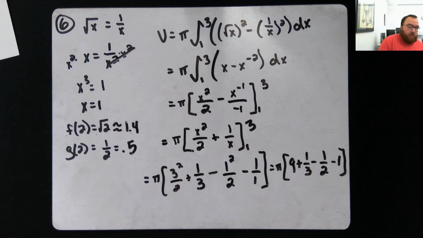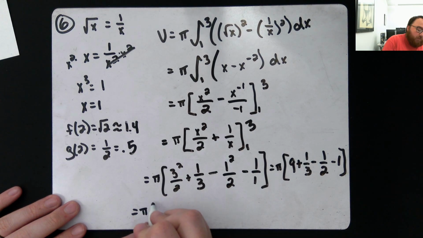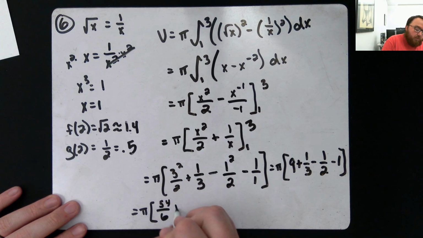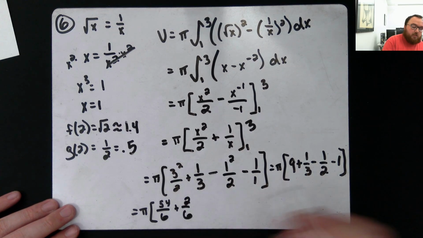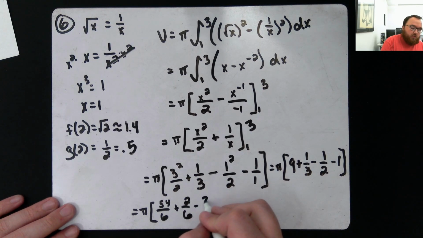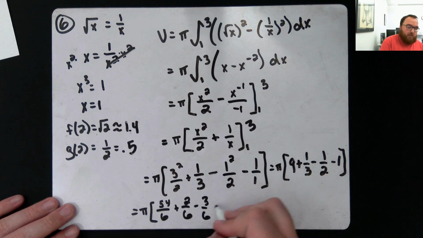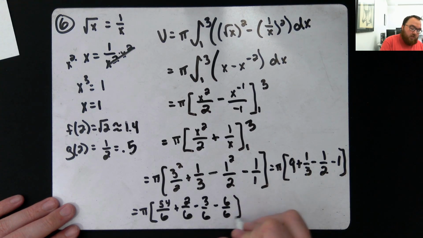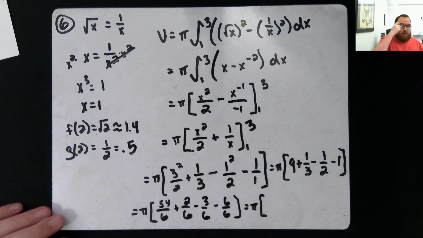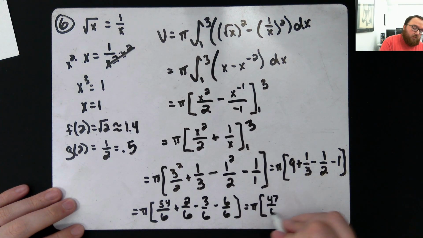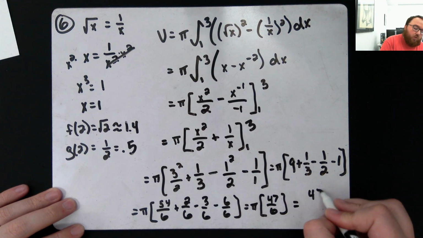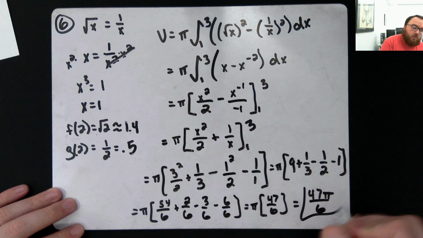Common denominator there is 6. So we need to multiply 9 by 6, which is 54. Plus, need to multiply this one by 2, so that's going to be 2 over 6. Need to multiply this one by 3, so 3 over 6. Need to multiply this one by 6. 54 plus 2 is 56. Minus 3 is 53. Minus 6 is 47. So the answer is 47 pi over 6.